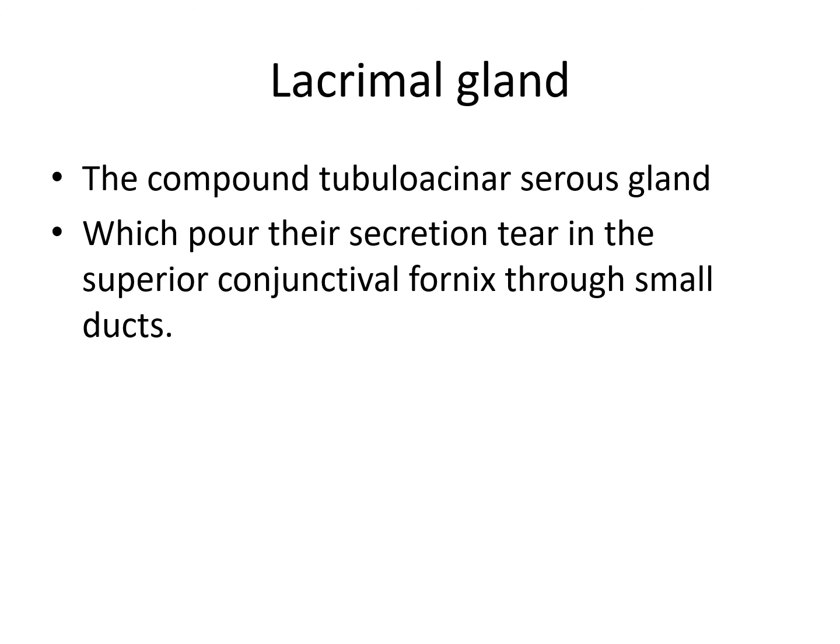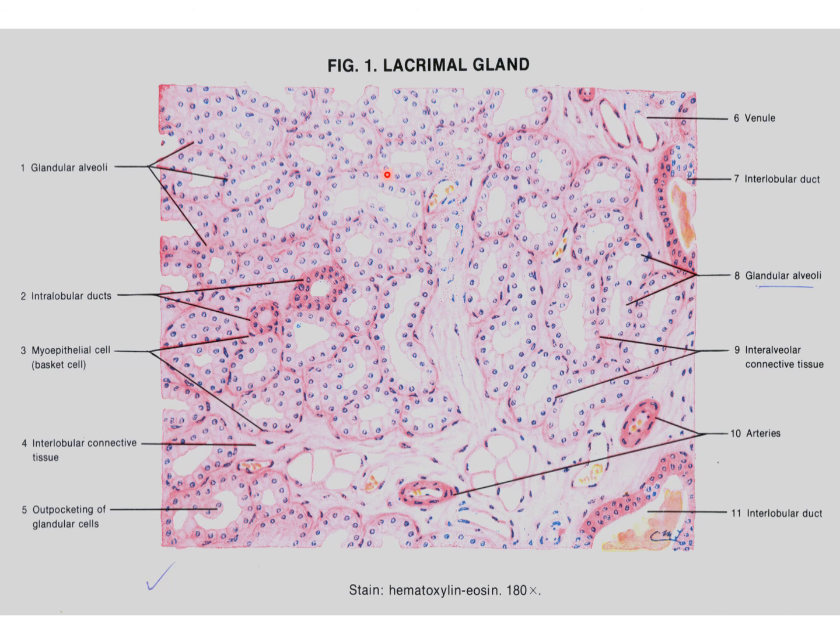It is composed of tubulo-alveolar glands and consists of a number of lobes that drain through about 20 ducts. It is a tear secreting gland, and this name is also given to it: the tear secreting gland. You see this section of the lacrimal gland. Here there is a glandular alveolus.